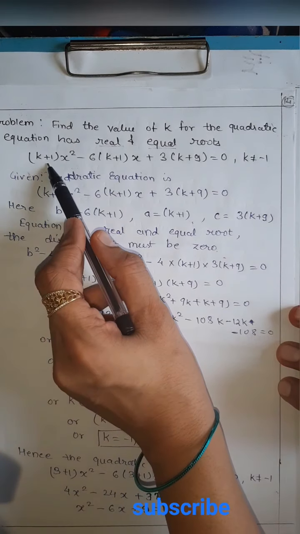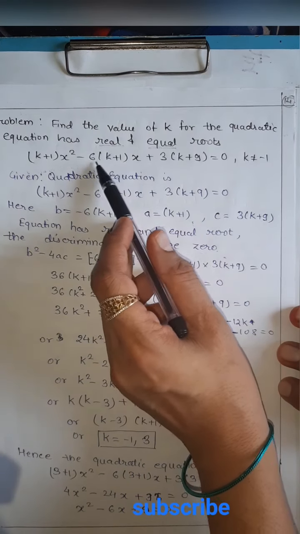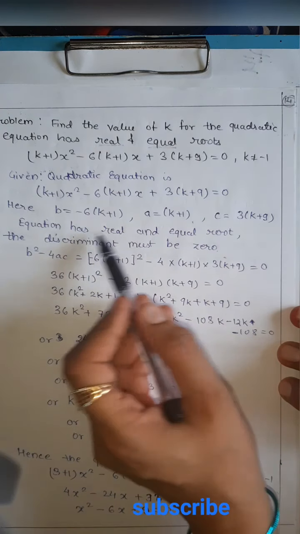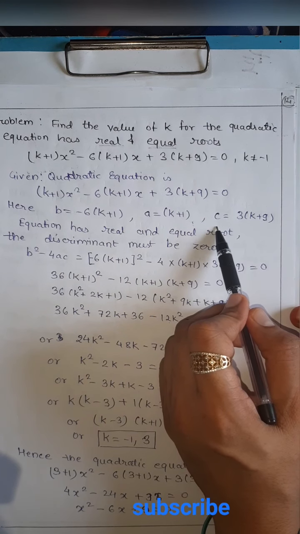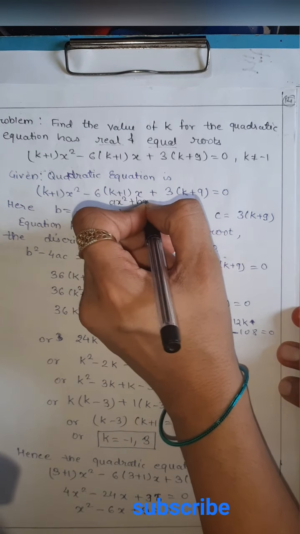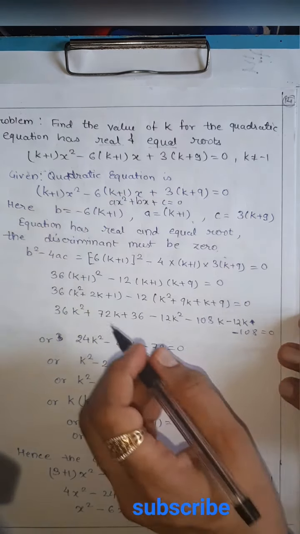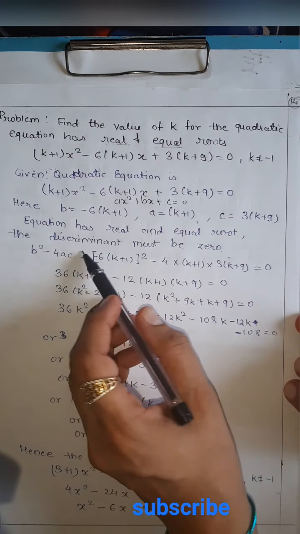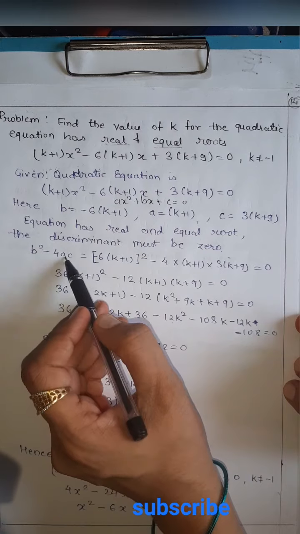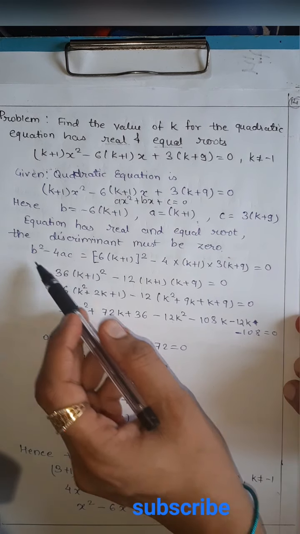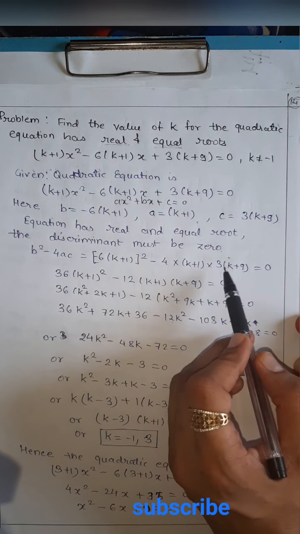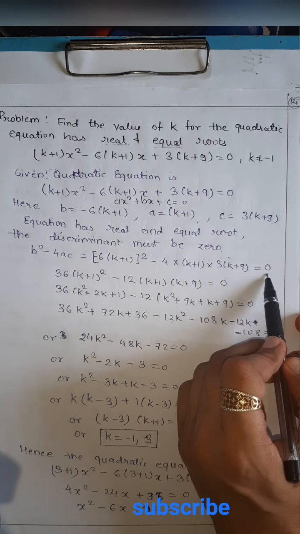What was a here? The value of a is k plus 1, b is minus 6 times k plus 1, and c is 3 times k plus 9, as compared to the standard form of quadratic equation, ax square plus bx plus c is equal to 0. For equal and real roots, the discriminant must be 0, that is b square minus 4ac must be 0. On taking the values, minus 6 times k plus 1 whole square minus 4 times k plus 1 into 3 times k plus 9 is equal to 0.